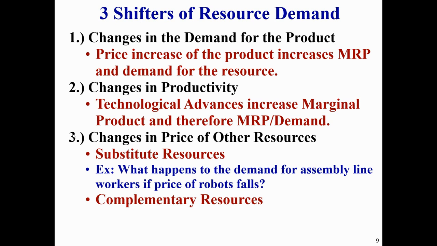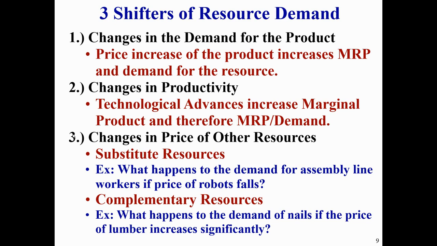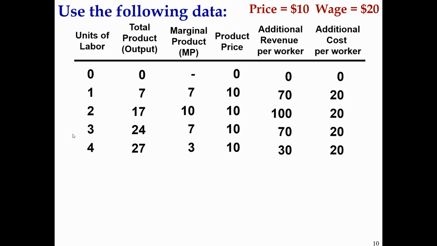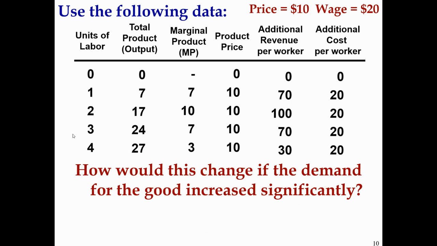Now, if they're complementary resources, what happens to the demand for nails if the price of lumber is increased significantly? Remember, with complementary goods, if the price goes up, the demand for the complementary resource also goes down. They are not the opposite, okay? So we're seeing this.